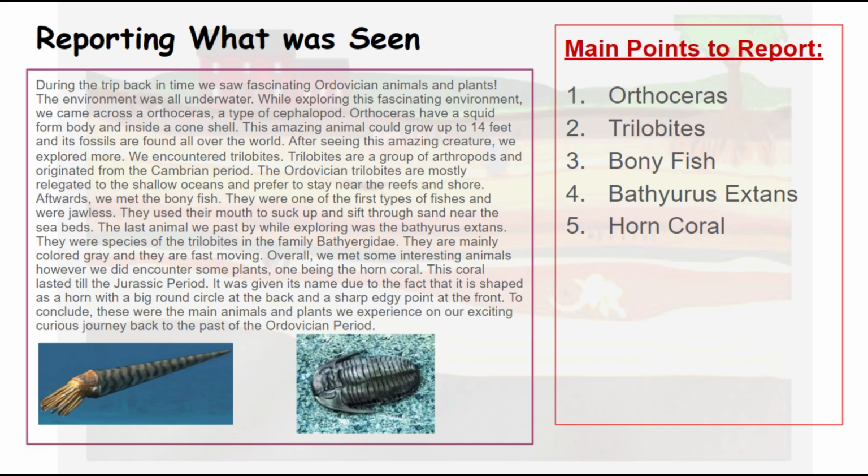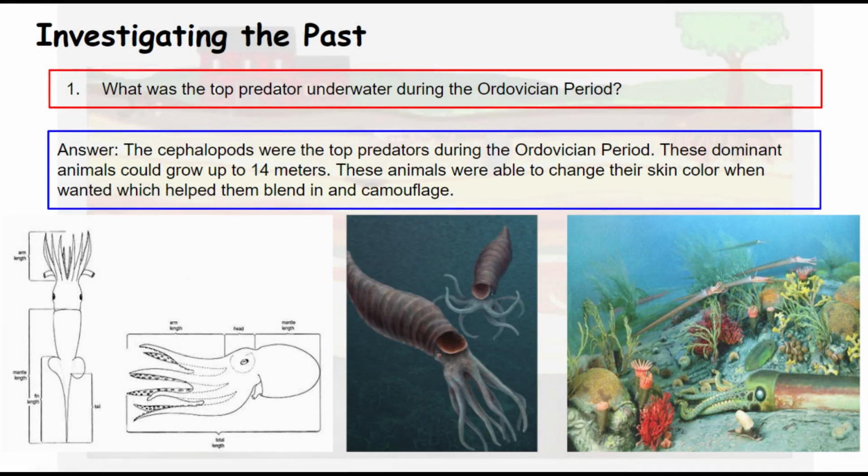Overall, we met some interesting animals, however we did encounter some plants, one being the horn coral. This coral lasted till the Jurassic period. It was given its name due to the fact that it is shaped as a horn with a big round circle at the back and a sharp edgy point at the front. To conclude, these are the main animals and plants we experienced on our exciting curious journey back to the past of the Ordovician period. Next, we have the questions.